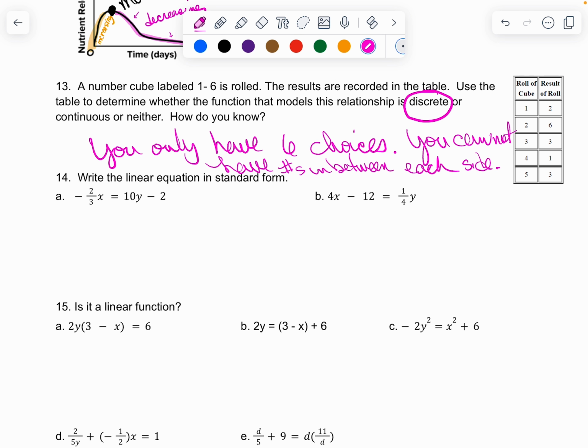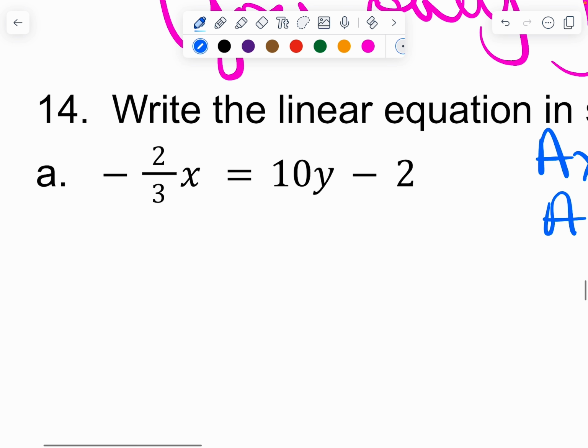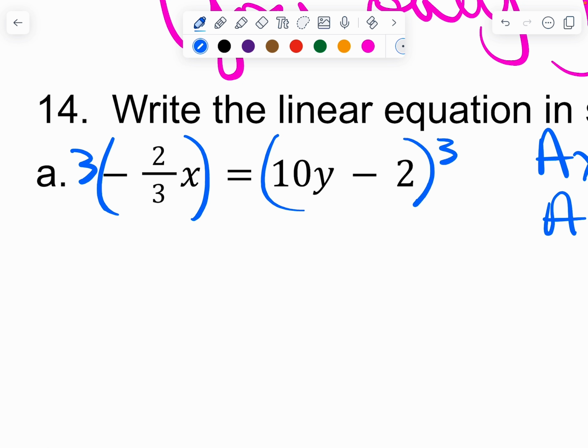Okay, standard form. Remember, standard form is ax plus by equals c. A, B, and C are integers, and A is not negative. Okay? So, first things first, it has to be an integer. So I have to get rid of this fraction. So the common denominator is 3. So I'm going to multiply everything by 3.